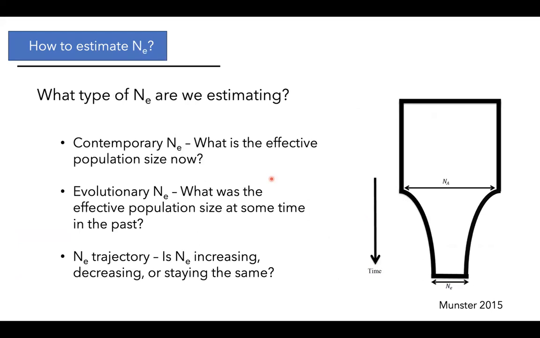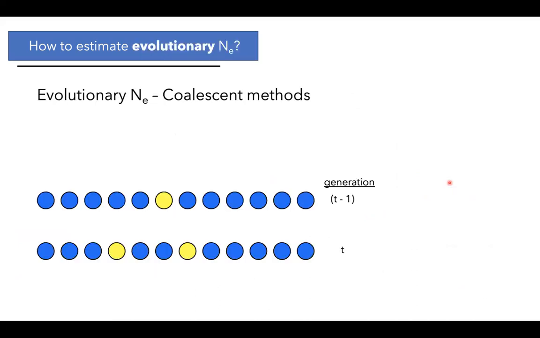Okay, so we've talked about contemporary NE. Let's move on to evolutionary NE. So again, with evolutionary NE, we're trying to get at what is the effective population size at some time in the past. A lot of these evolutionary NE methods are based on a theory called the coalescent theory. And I want to explain the basics of coalescent theory to you in 5 minutes.